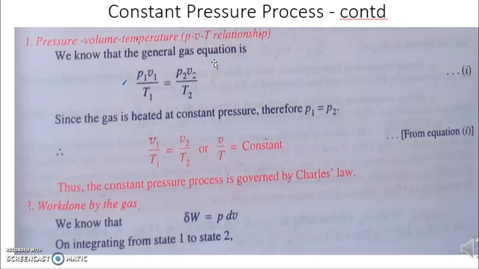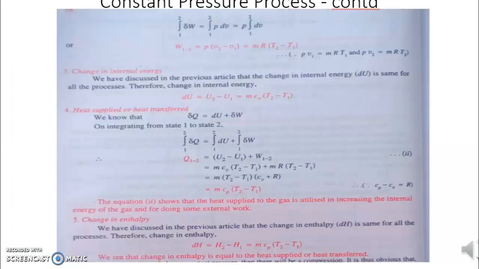Now we are going to derive the PV relationship. Taking P1 equal to P2, we will get V1 by T1 equal to V2 by T2, or V by T equal to constant. This is called Charles' law. Work done by the gas: this general term is taken as an integral between states 1 and 2. On integrating, we will get W1-2 equal to P into V2 minus V1. P is constant, so only dV is integrated between 1 and 2.